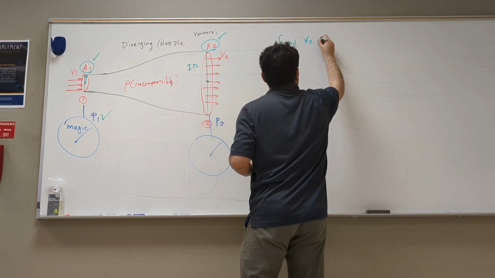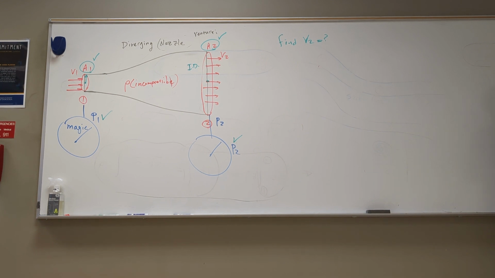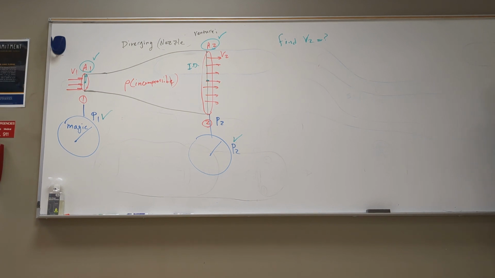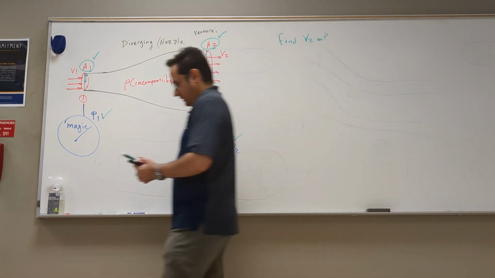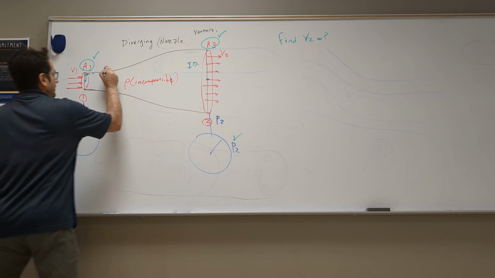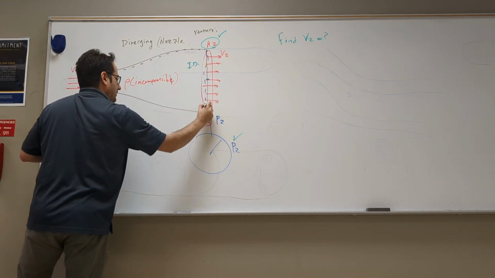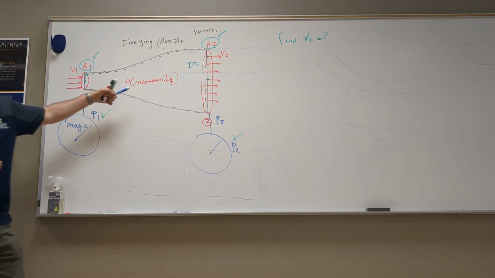Solution: I do five steps: system, FBD, equations, solve, verify. So system or control volume, just different names. Well, I choose this nozzle as my system. So that's my system.